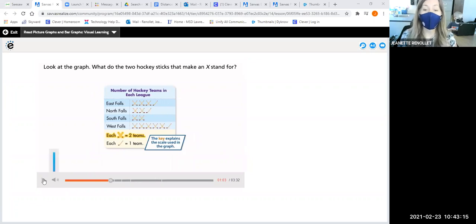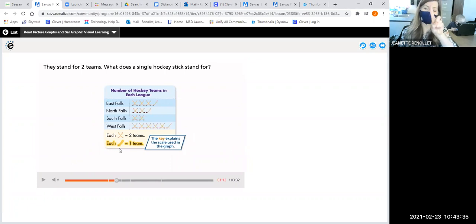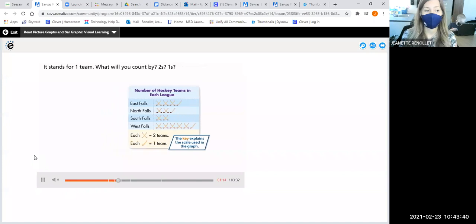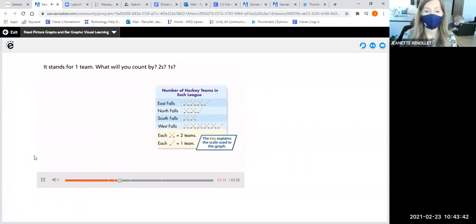Let's keep going to learn about how to read a picture graph or a pictograph. They stand for 2 teams. What does a single hockey stick stand for? We have shared out that 1 hockey stick equals 1 team on the graph. It stands for 1 team. What will you count by? 2s, 1s?